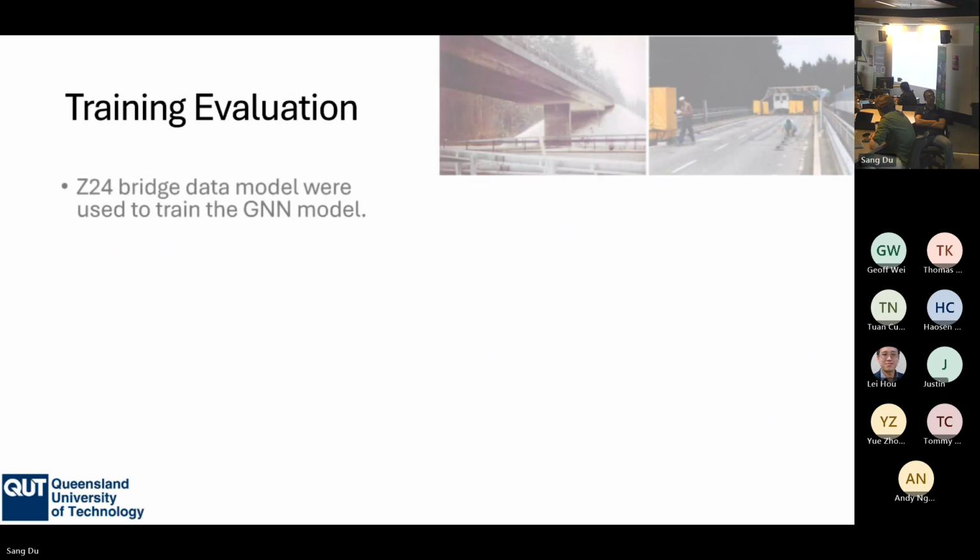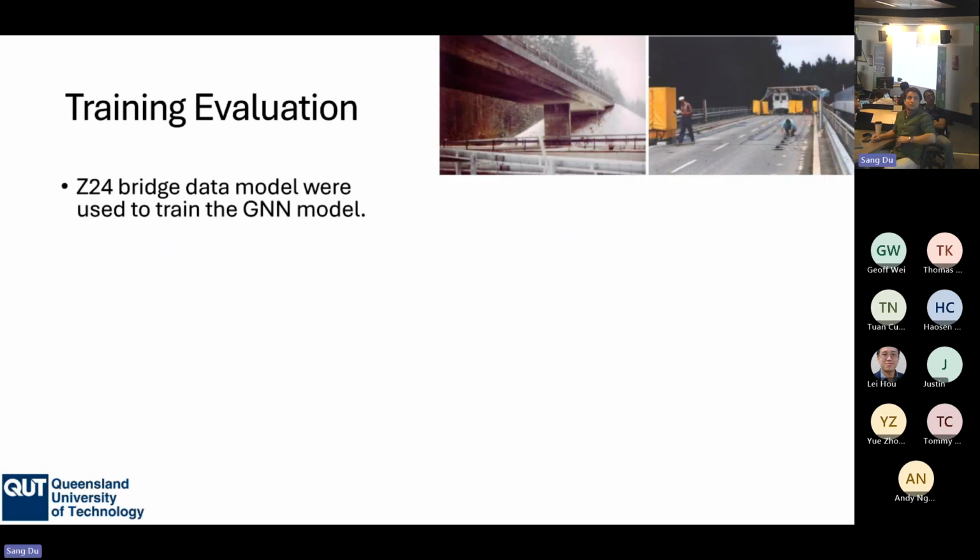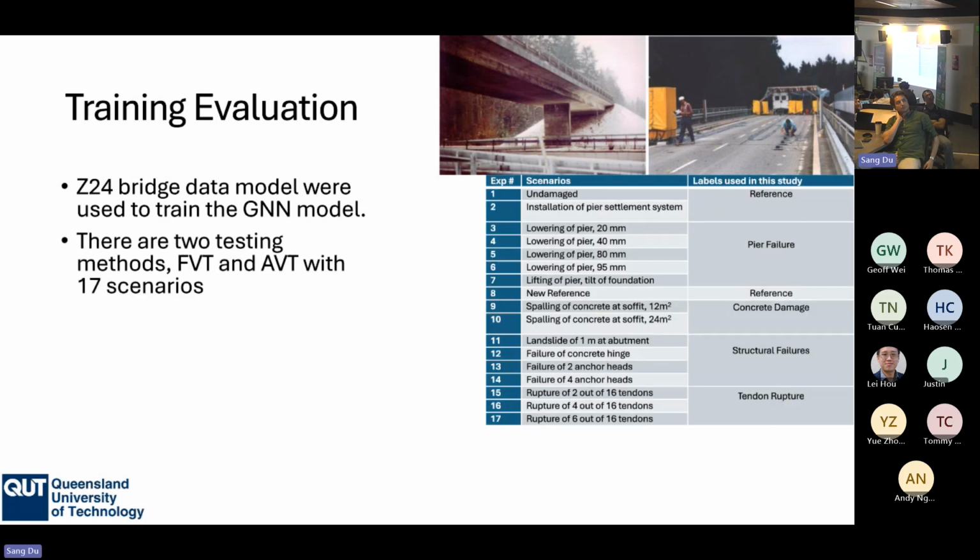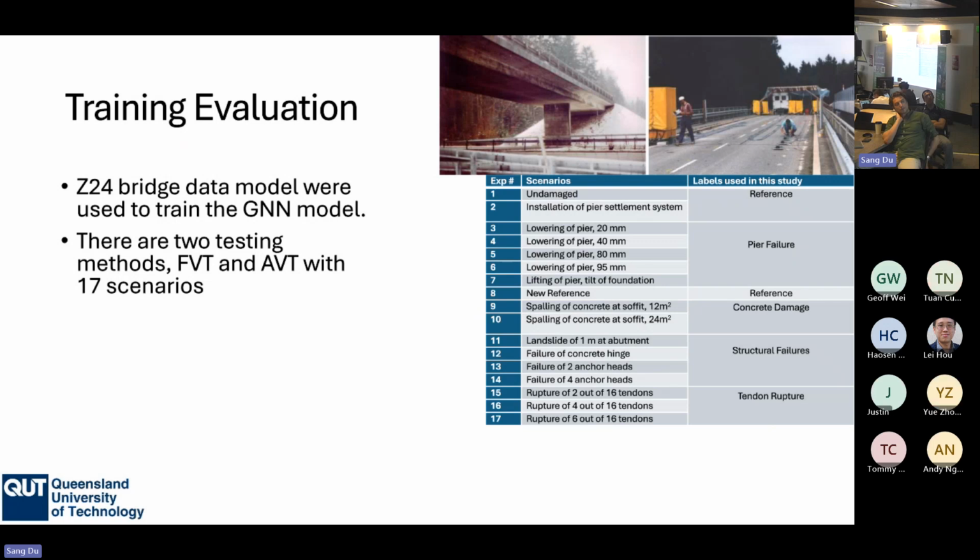Training and evaluation. Here I use the Z24 bridge model, which was in Switzerland, now demolished. Basically, there are two testing methods they used. The first is FVT, a forced vibration test. They use some kind of shaker to shake the bridge. And the other is AVT, which is ambient vibration test, with 17 different scenarios. These are the 17 different scenarios: undamaged, lowering of pier, spalling of concrete, failure of anchor, and rupture of tendons.